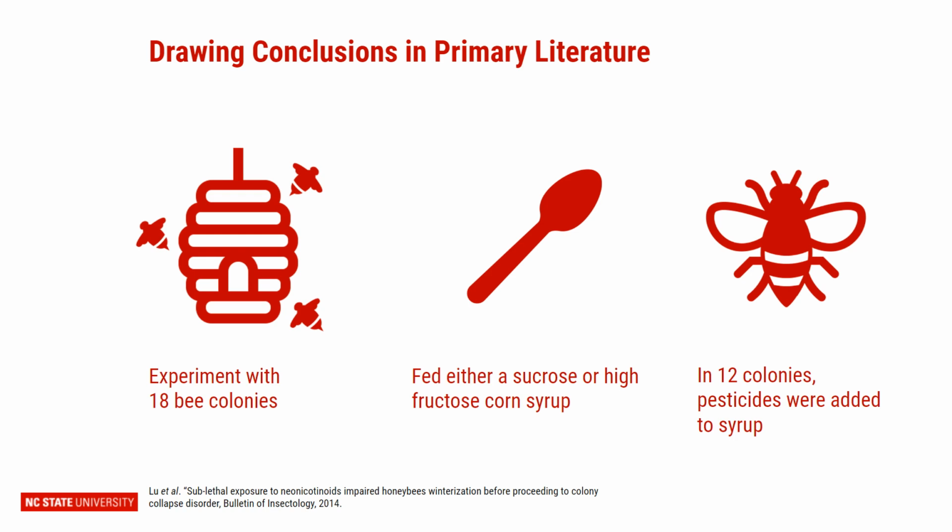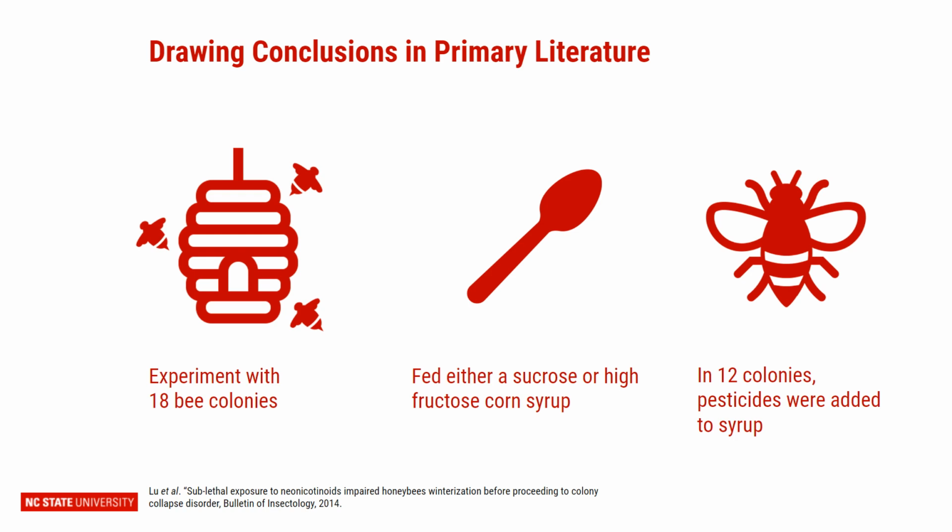The 2014 publication by Liu et al., entitled "Sublethal Exposure to Neonicotinoids Impaired Honeybees' Winterization Before Proceeding to Colony Collapse Disorder," has received considerable media attention. In the study, the researchers set up an experiment with 18 bee colonies. All 18 colonies were fed a constant supply of either sucrose or high fructose corn syrup over a period of 13 weeks, from July 2nd to September 17th.